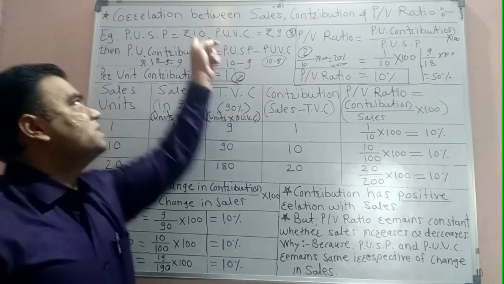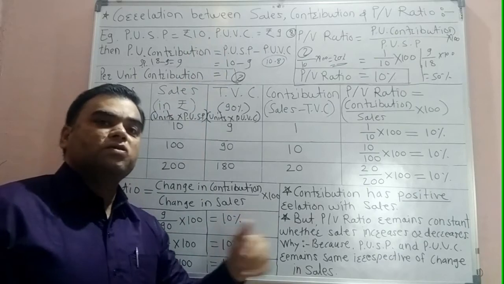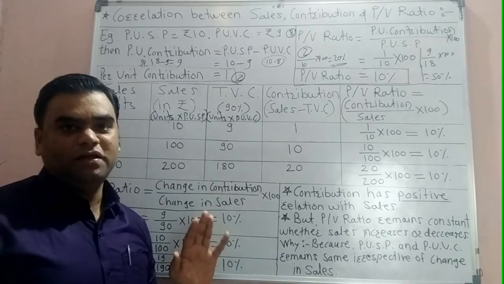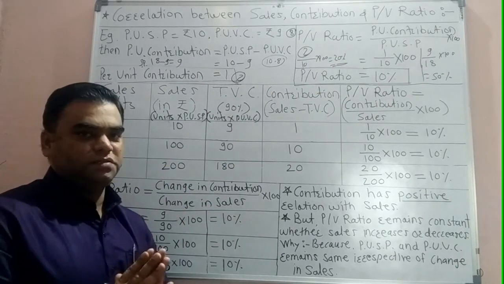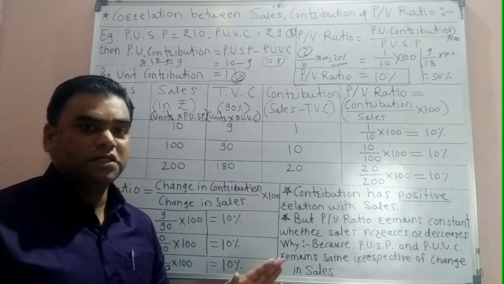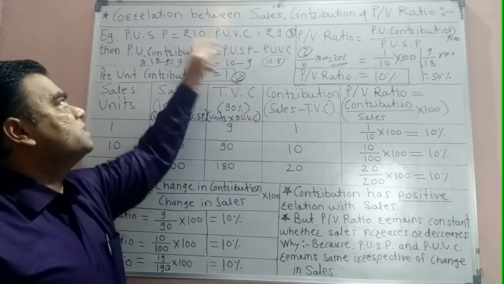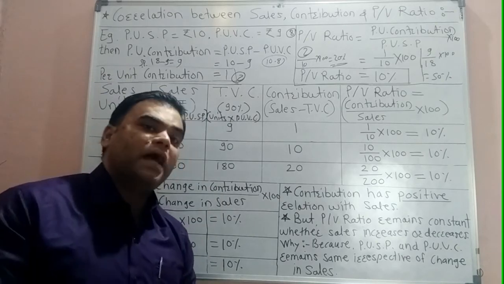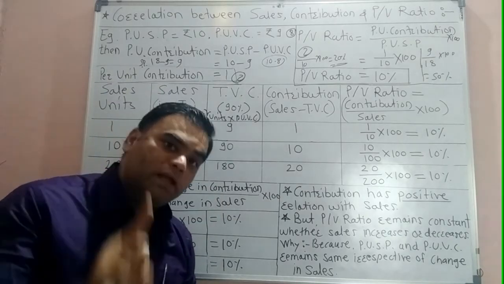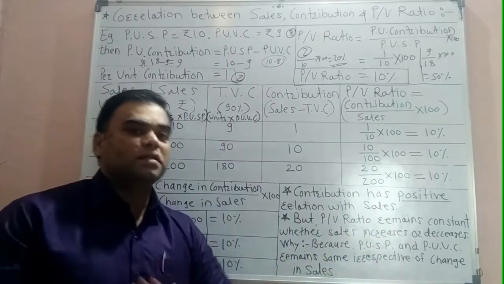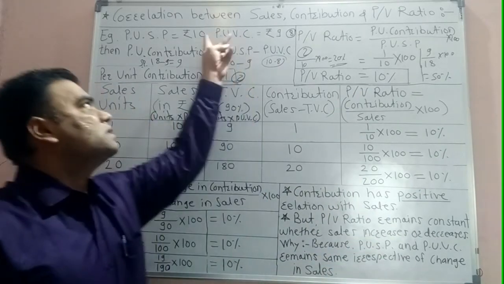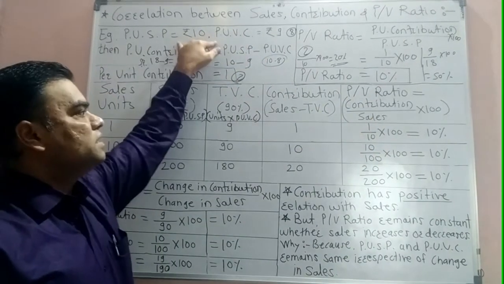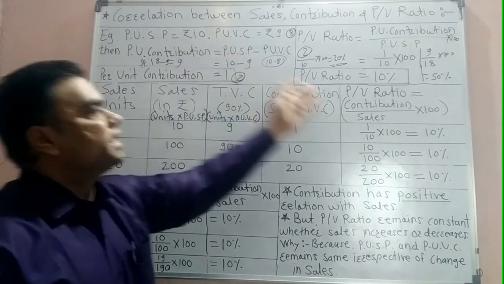Unless and until you make change in these two items, your PV ratio will not change. If you make change in these two, then only your PV ratio will change. Otherwise, it will not change. If you make change in per unit selling price and per unit variable cost, only then your PV ratio will change. If you make no change, it will not change.